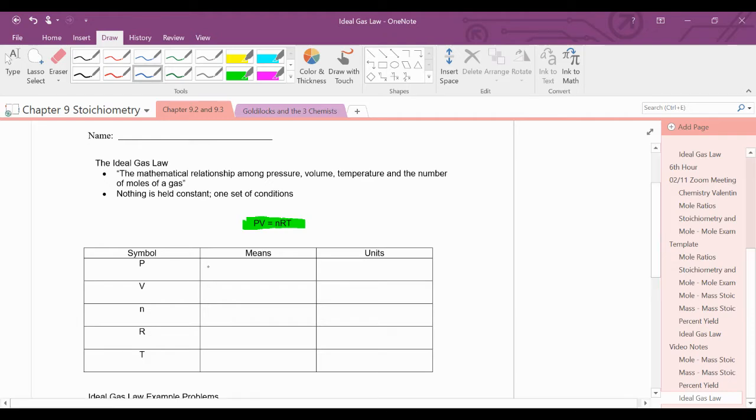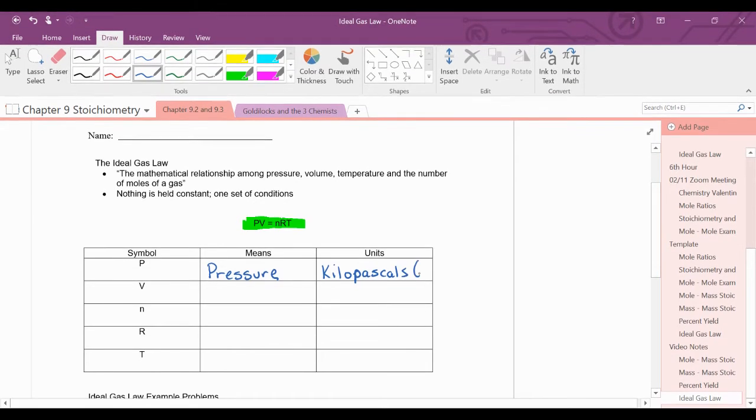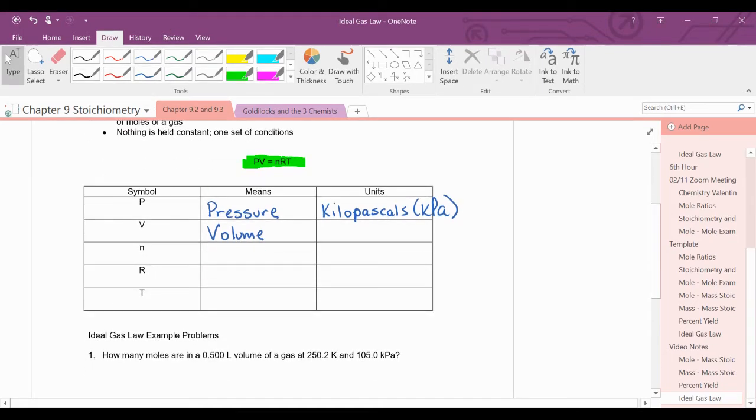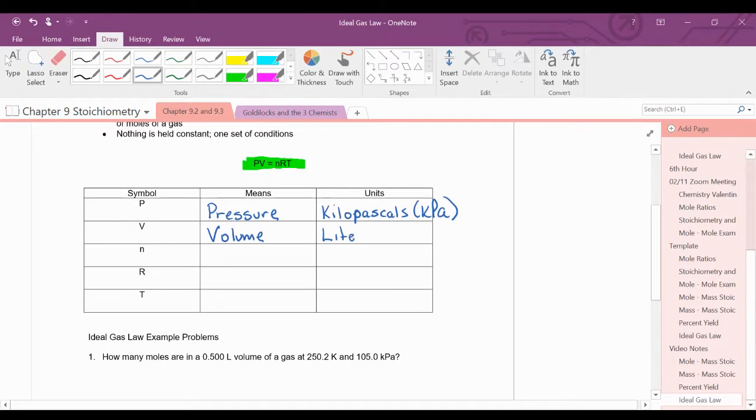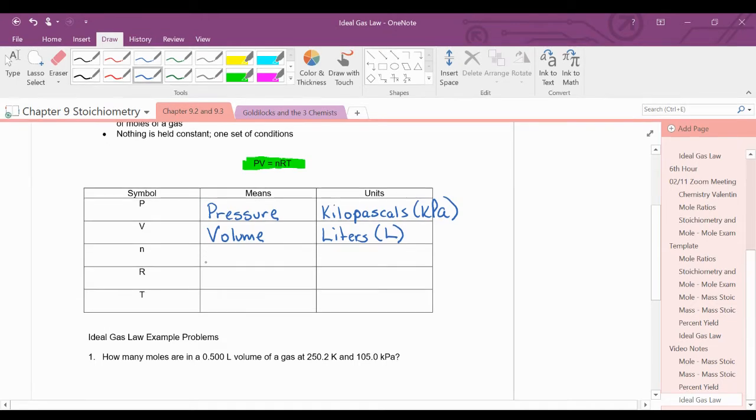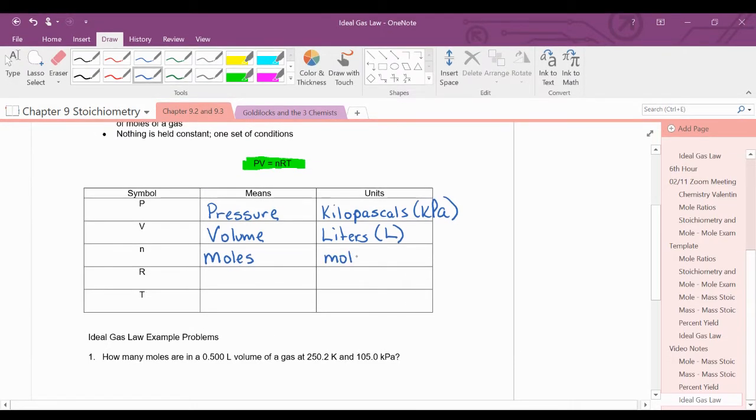So P stands for pressure. There are different units for pressure. The units we are going to use is kilopascals. V, we should all be familiar with, it's volume. I know many times in lab we use small volumes, but for the ideal gas law, we will be using liters. N stands for moles. And the units are the same, they're moles.